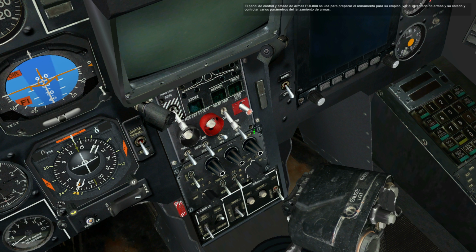The PUI 800 weapon status and control panel is used to prepare weapons for employment, view weapon inventory and status, and control numerous parameters of weapon delivery.